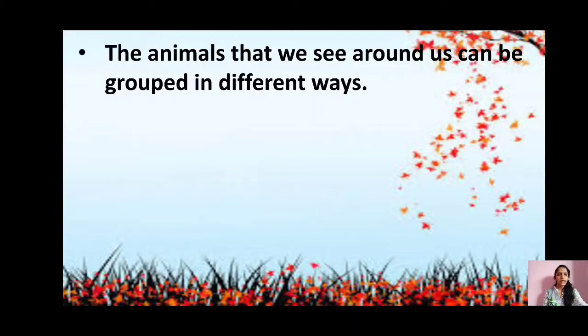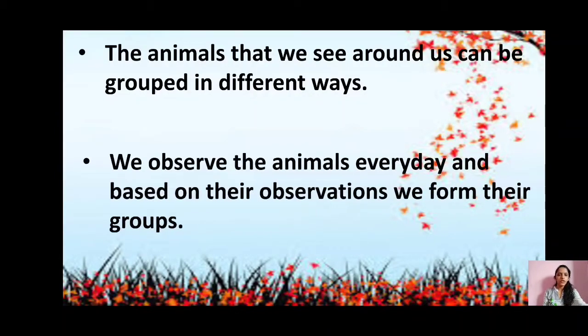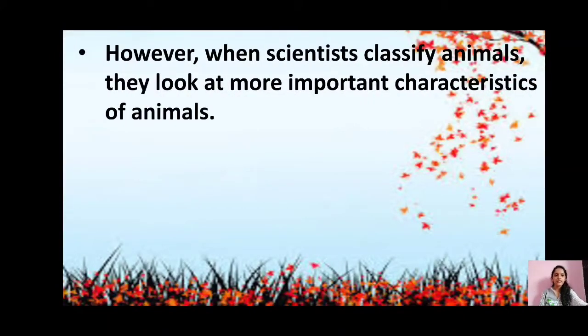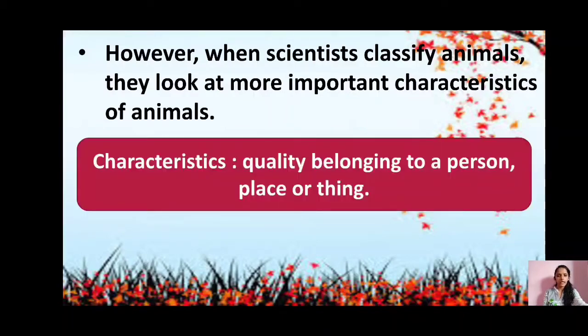The animals that we see around us can be grouped in different ways. We observe the animals every day and based on the observations we form their groups. However, when scientists classify animals, classify means put in group, they look at more important characteristics of animals. Characteristics means quality belonging to a person, place or thing. Let us see how they do it.